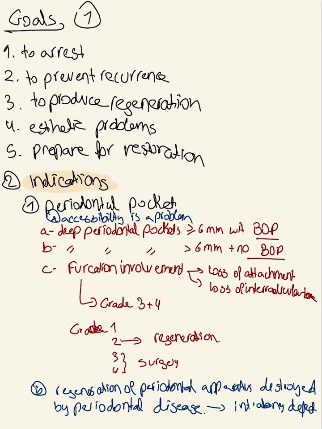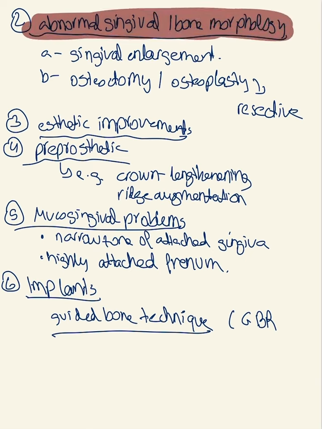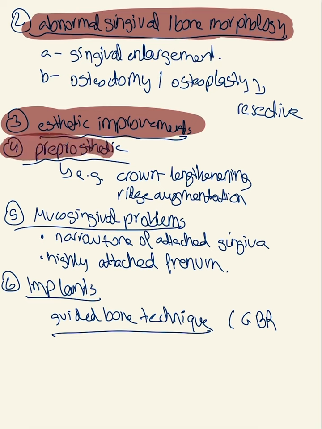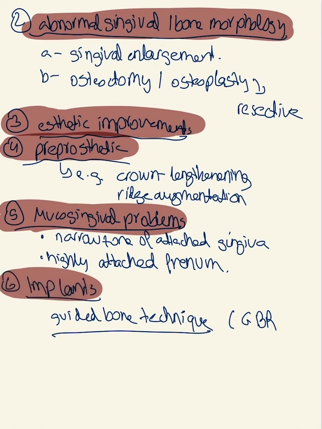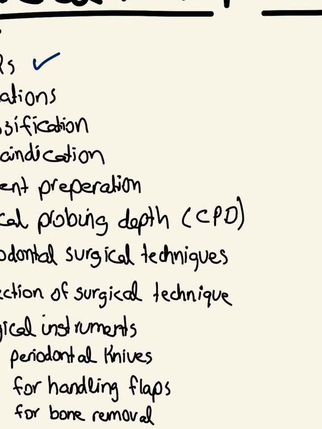So just for a quick review, indications are for periodontal pocket, if we have abnormal gingival or bone morphology, if we need aesthetic improvements, if we need pre-prosthetic treatments, if we have mucogingival problems, and if we need implants. Sometimes we have inadequate bone, so we need the guided bone technique to do the implant. Okay, so from the outline, we did the goals and the indications.